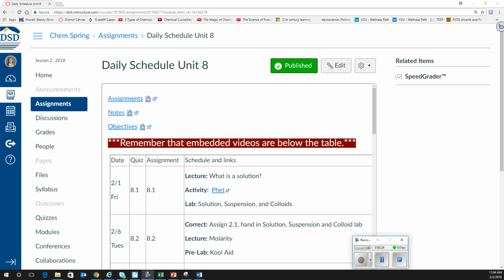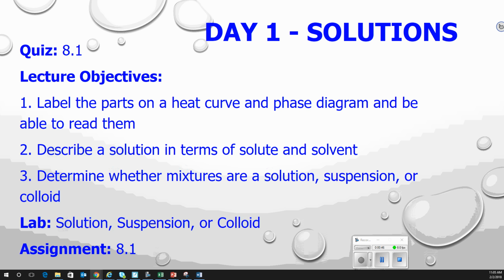Okay, today we're going to do a lecture on solutions. You should have done quiz 8.1. Assignment 8.1 is also going to be due next time, so as you have some down time during the lecture or whatever, work on that. We are going to do a little lab today on solution, suspension, and colloid. And the Fed activity we might be moving till next time. Okay, so get your notes out.